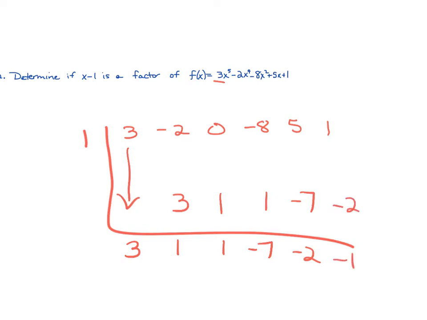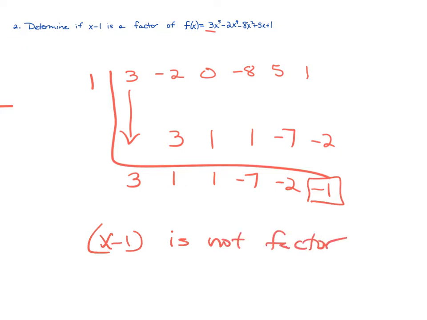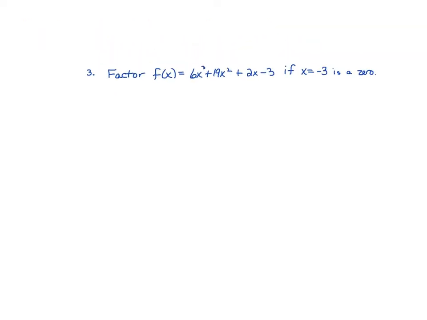And again, notice I still did not get a remainder of 0. So this one is also x minus 1 is not a factor. So don't second guess yourself. If it doesn't work, it doesn't work. Now let's do it where the rest of them are going to work for us. Okay, so here we go.